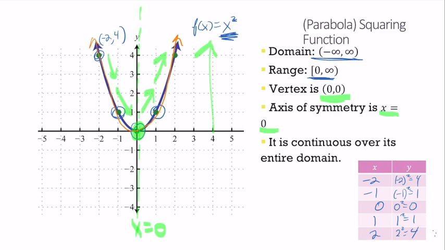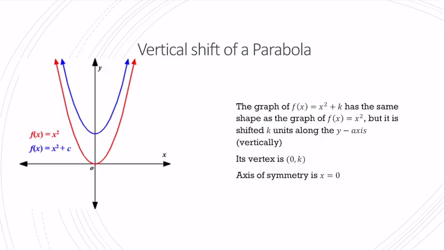Now, we've talked about vertical shifts of graphs before when we were working with radical functions. If I had f of x is the square root of x and I wanted to shift that up 2, I'd add 2. Or if I wanted to shift it down 3, I would subtract 3. The same works for parabolas. Isn't that nice? This works for all of them.